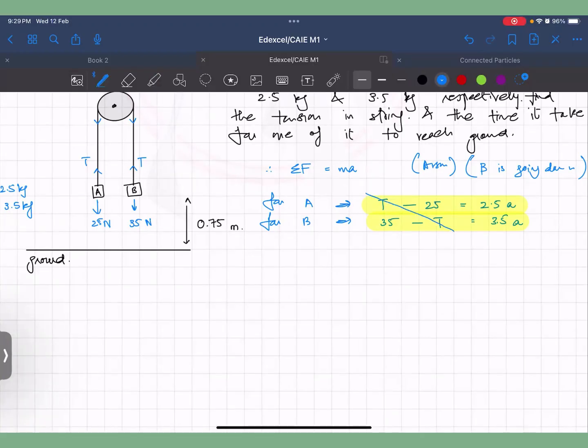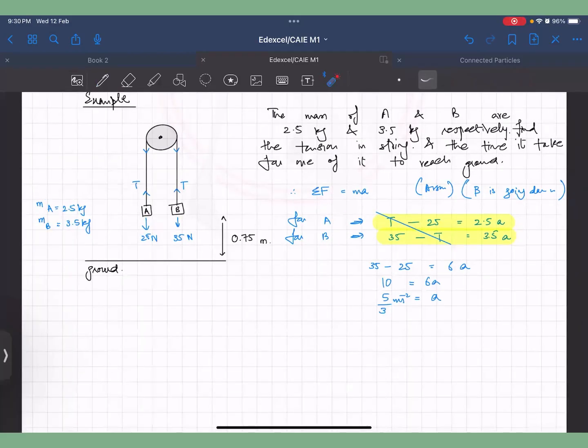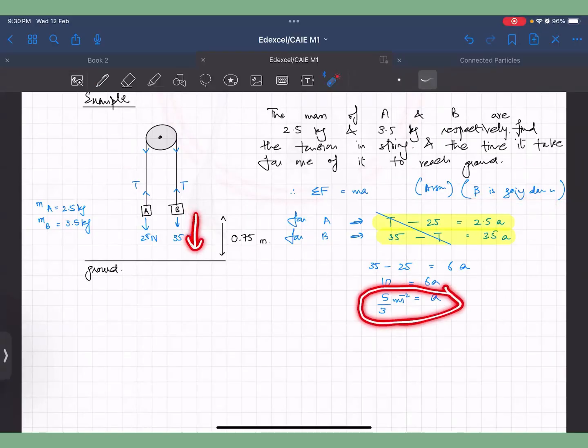So when you solve them, this T and T cancel out. So 35 minus 25 is equal to 6A. So this comes out as 10 is equal to 6A. So acceleration is coming out to be 5/3 meter per second square. So this means I have taken my assumption right, because my assumption was B is going down. So B is going down and the acceleration is coming out as positive. So this means that actually B is going down and A is going up.